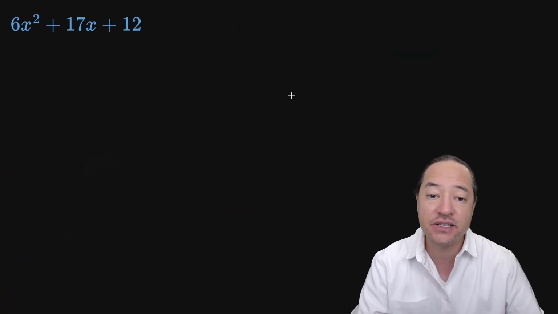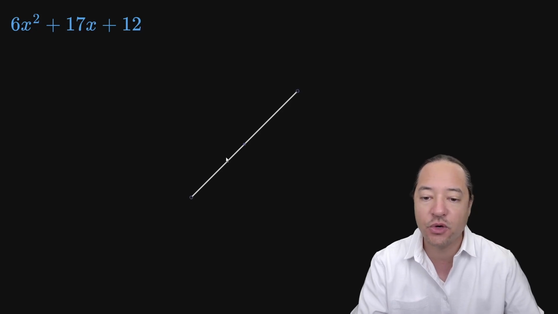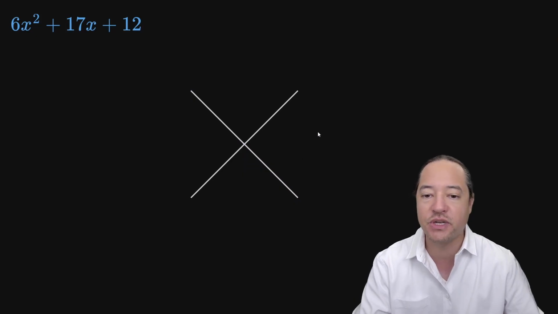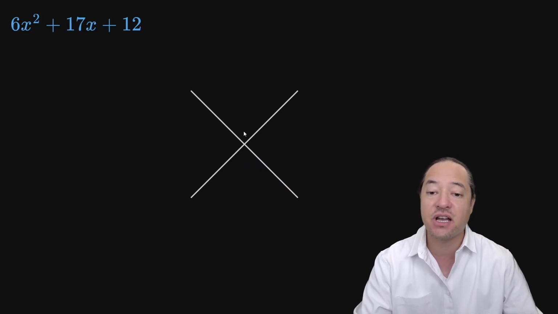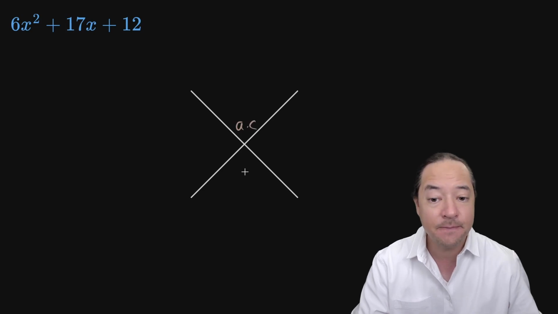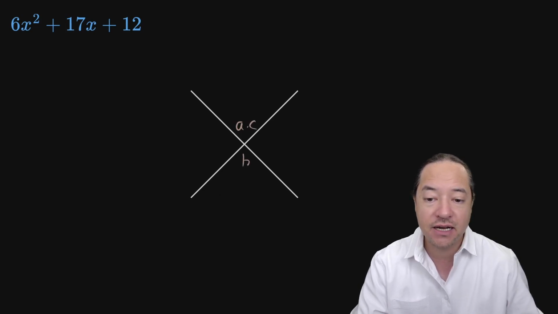This is a variant of the AC method. So what I'm going to do is create an X, and this is just a little tool to help us out. In this X, on the top, I'm going to write down A times C. In the bottom quadrant, I'll write down the value for B, and on the left and right quadrants, I will write down some number divided by A.